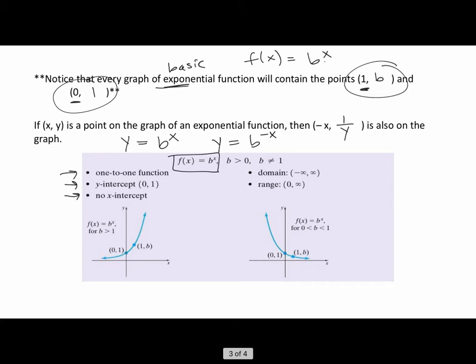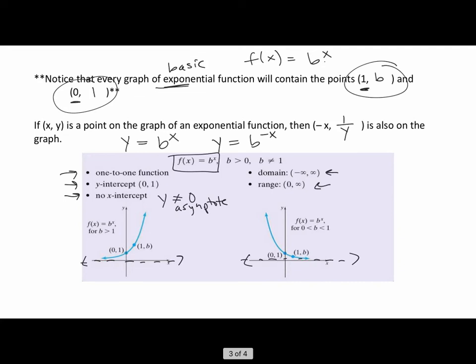There's no x-intercept. Why? Because y never equals 0. It's just not possible. You have an asymptote there. So you have an asymptote at y equals 0 for both of these basic exponential functions. The domain is all real numbers. You can put any real number in for x, and it is a defined point. But the range will only be from 0, not including 0, to infinity.